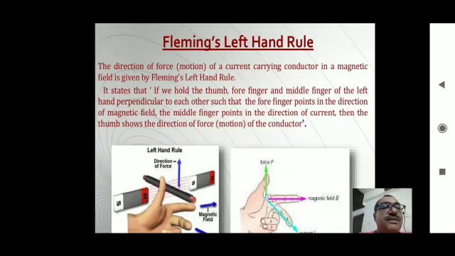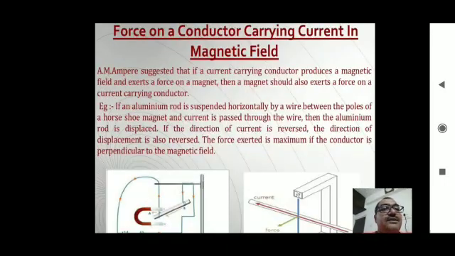So what is Fleming's left hand rule? It states that if we hold the thumb, forefinger and middle finger of the left hand perpendicular to each other such that the forefinger points in the direction of the magnetic field, the middle finger points in the direction of the current, and the thumb shows the direction of the force or motion of the conductor. So with the help of the thumb we can find in which direction the force is applied. Now let's start with our first topic, force on a current carrying conductor in a magnetic field.